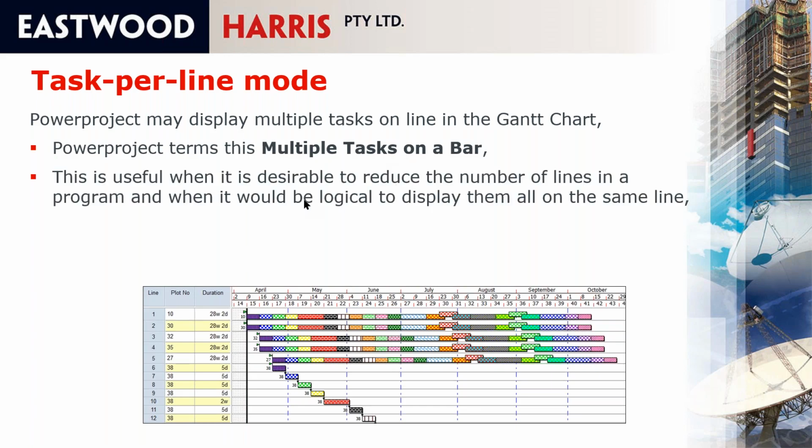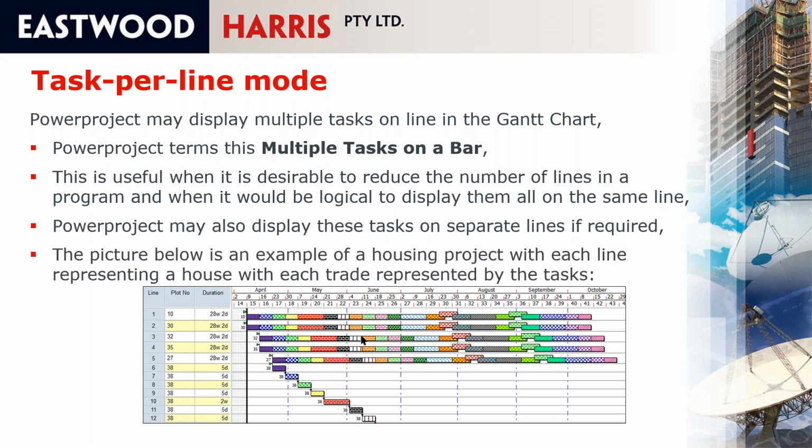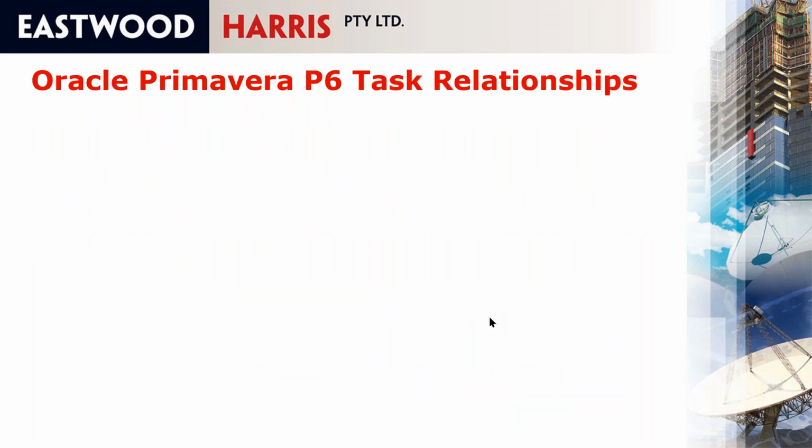So Powerproject uses the term multiple tasks on a bar. It's useful when it's desirable to reduce the number of lines in a program, and it'll be logical to display them on one line, and Powerproject may display these on separate lines if required. And as I said, this is a picture of a housing project. It's one of the Powerproject sample projects.